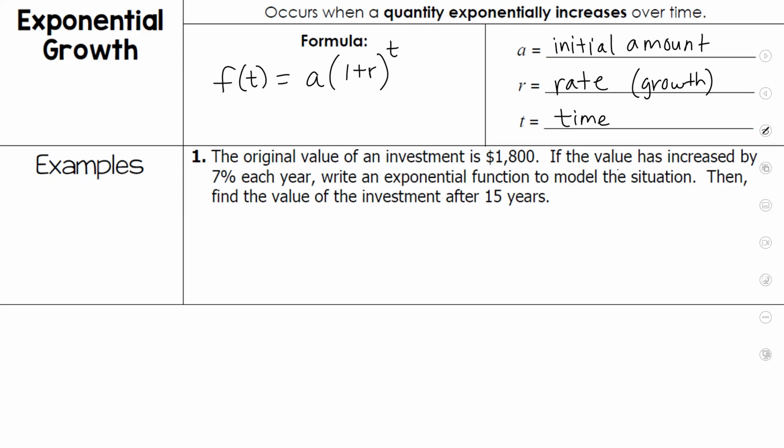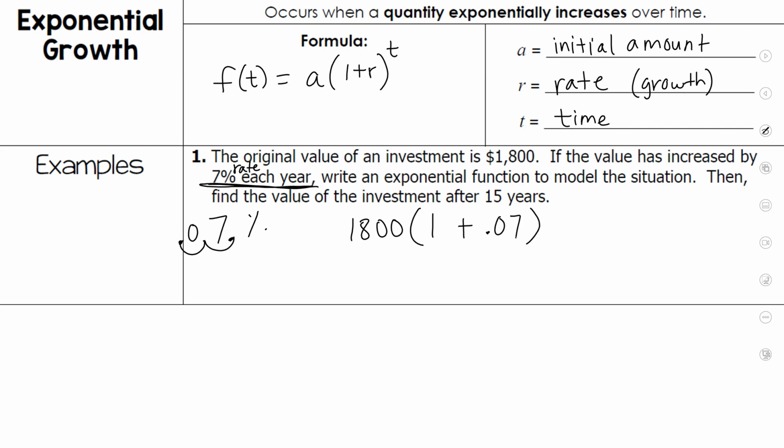All right, so the first example, the original value of an investment is $1,800. So that's your initial amount. So I know I'm going to have 1,800 times 1 plus, and I have to put the rate. It says if the value has increased by 7% each year, this is my rate. We're going to write it as a decimal. So what is 7% as a decimal? 0.07. Yes, you move the decimal over twice. So this will be 0.07. That is our rate.